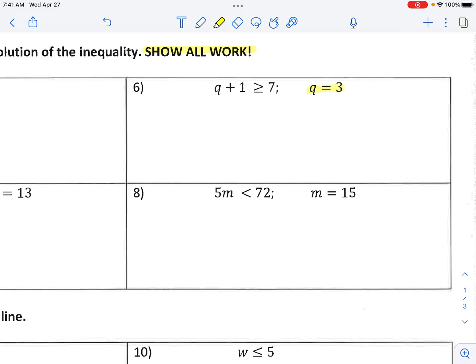Number 6, highlight your value for q. Highlight your q in your inequality. Substitute 3 for q. Is 3 plus 1 greater than or equal to 7? 3 plus 1 is 4. Is 4 greater than or equal to 7? No.